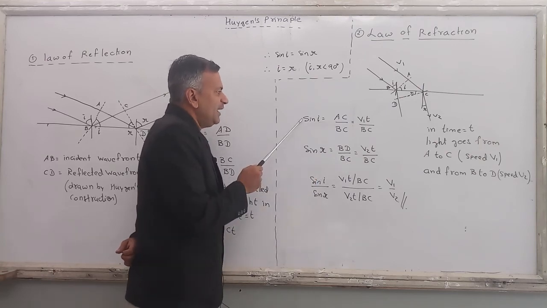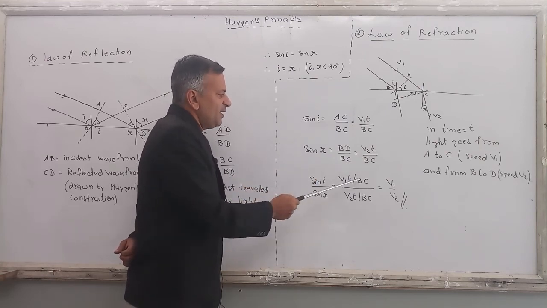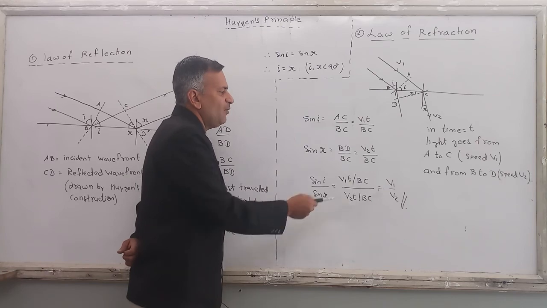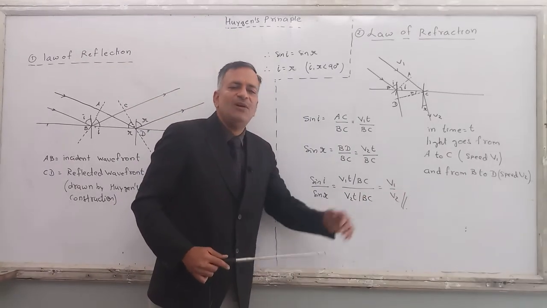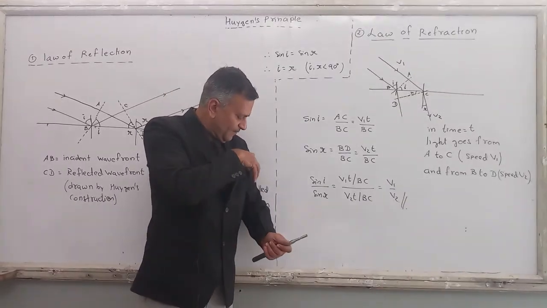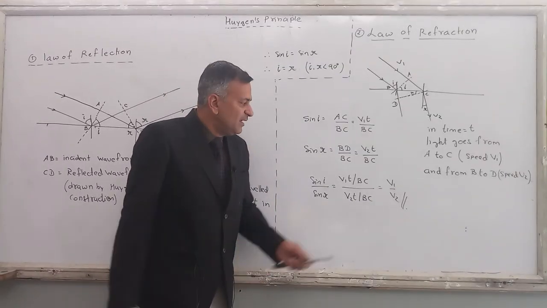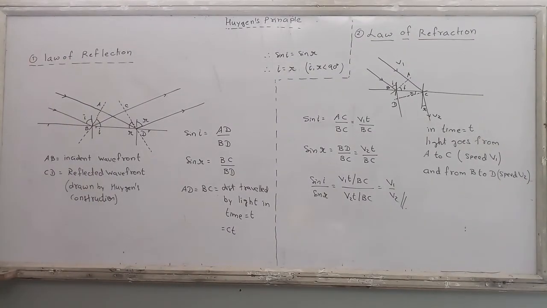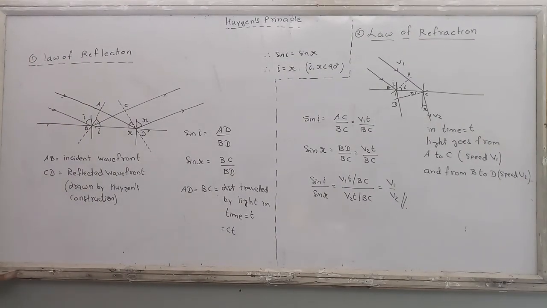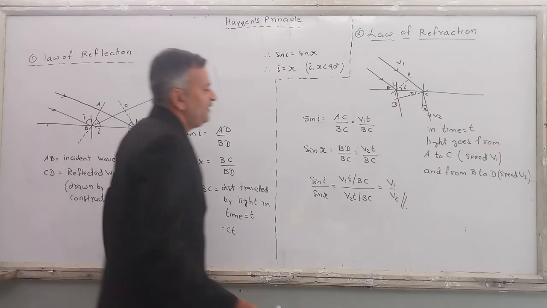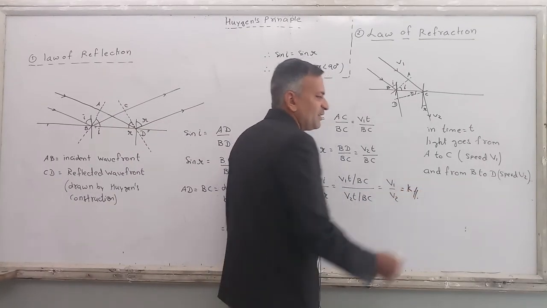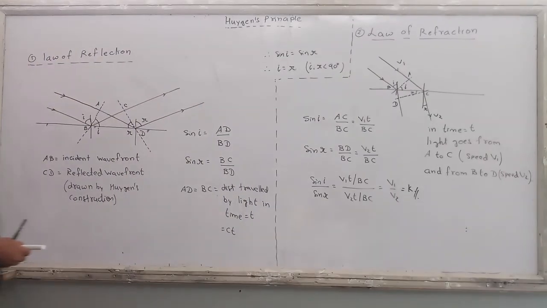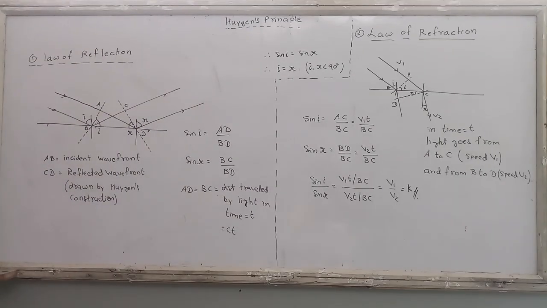Again now, sin I upon sin R. Take the ratios. BC will cancel out, t will cancel out, V1 upon V2. Now this will be equal to a constant. Why? This is always a constant because the speed of light in a medium remains constant. So V1 is constant, V2 is constant, and their ratio is also constant. This is the law of reflection and refraction derived on the basis of Huygens principle.